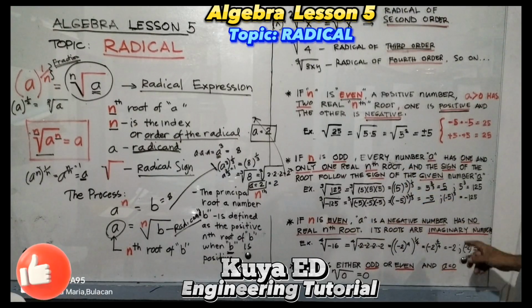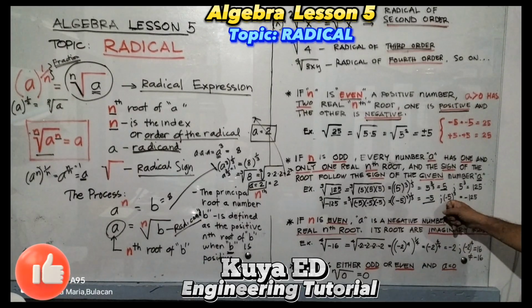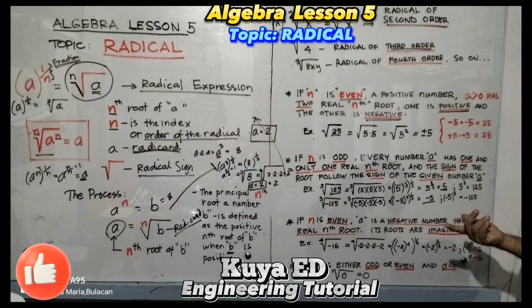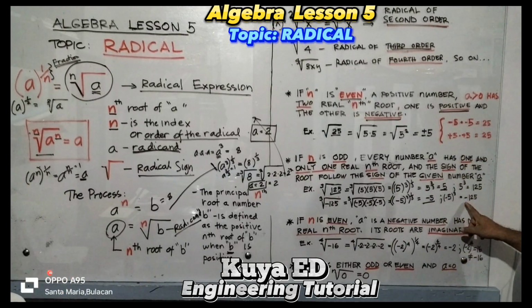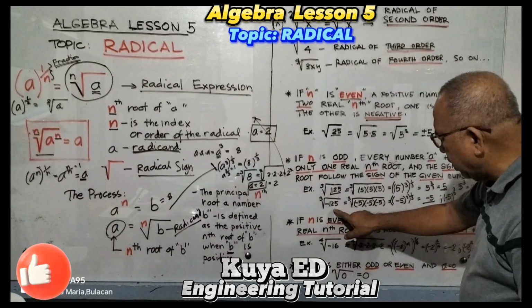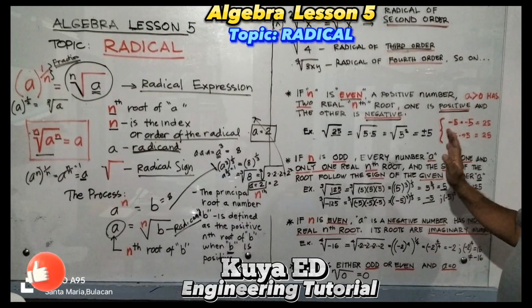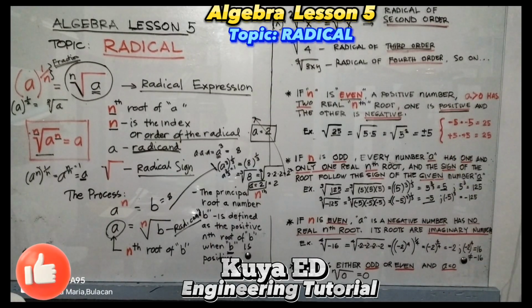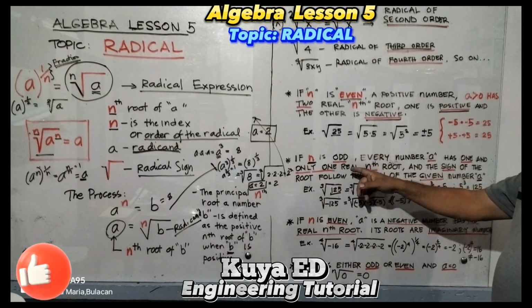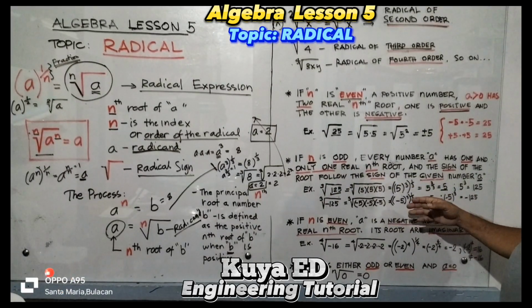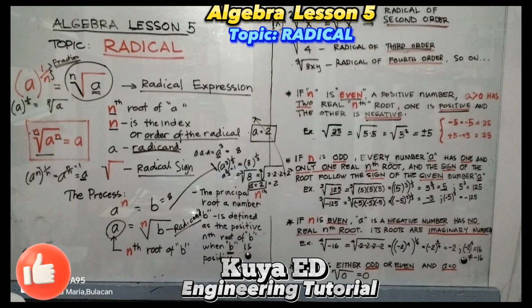Okay, so check natin, negative 5. I-cube mo, negative 5 times negative 5 times negative 5, so negative 125. Balik na naman sa original. So, okay yan. So, pwede na gamitin ang radical or hanapin ang root, no? Provided that n is odd and the radical is also odd. Okay.